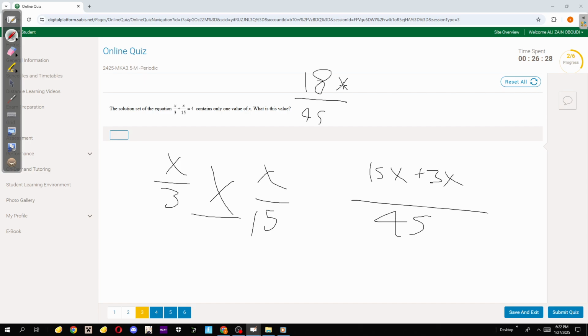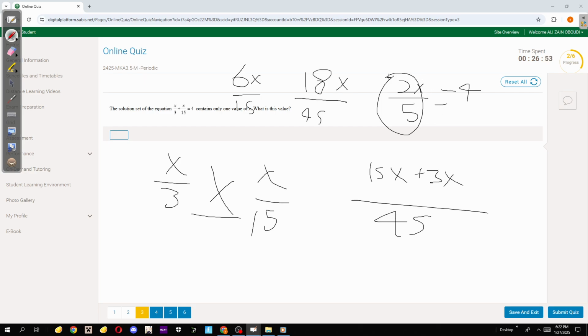We can divide by 9, we'll get 2x over 5 equals 4. If you don't spot that you can divide by 9 right away, you can try dividing by 3 and then 3 again. You'll end up with 6x over 15, and then 2x over 5 equals 4.